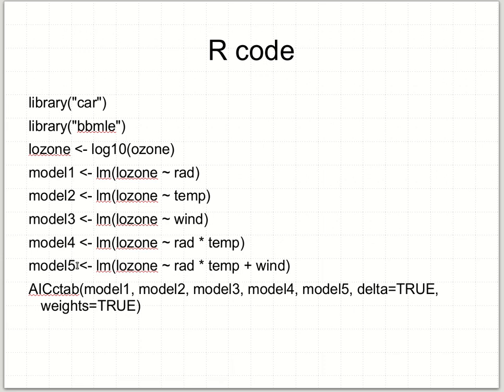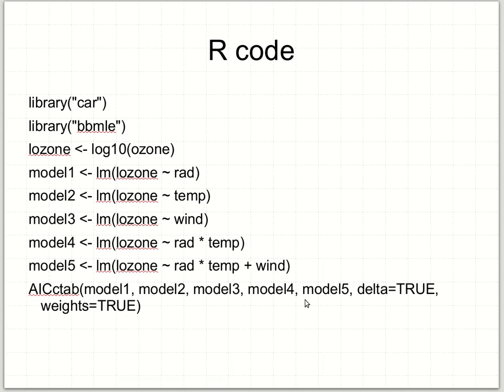And so I have model 1, 2, 3, 4, 5, just like I explained what they were before. Radiation, temperature, wind, radiation times temperature, and radiation times temperature plus wind. Notice that I'm expecting that to be a negative coefficient, but I'll wait for the output to tell me that. Okay? Then I just simply use that bbmle package to say, here's the AIC table request, models 1 through 5.